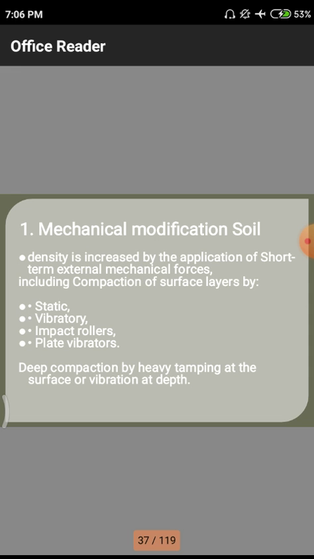Impact means a sudden drop down of a particular mass of material. That means a particular mass of material is suddenly dropping from a certain height, so that automatically, due to this action of gravity and the huge amount of mass, the particular strata will be densified with a particular amount of settlement. Those are called impact rollers.